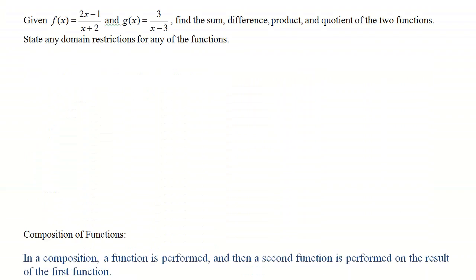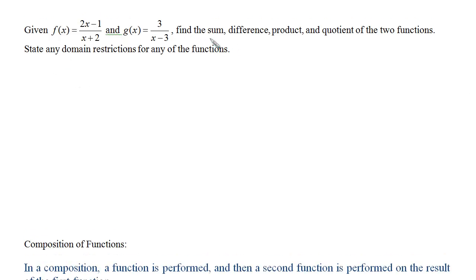So let's look at another example here. I'm going to again find the sum, difference, product, and quotient of these two functions. So let's find the sum. I have f of x plus g of x. So I have 2x minus 1 over x plus 2. I'm going to add to that 3 over x minus 3.